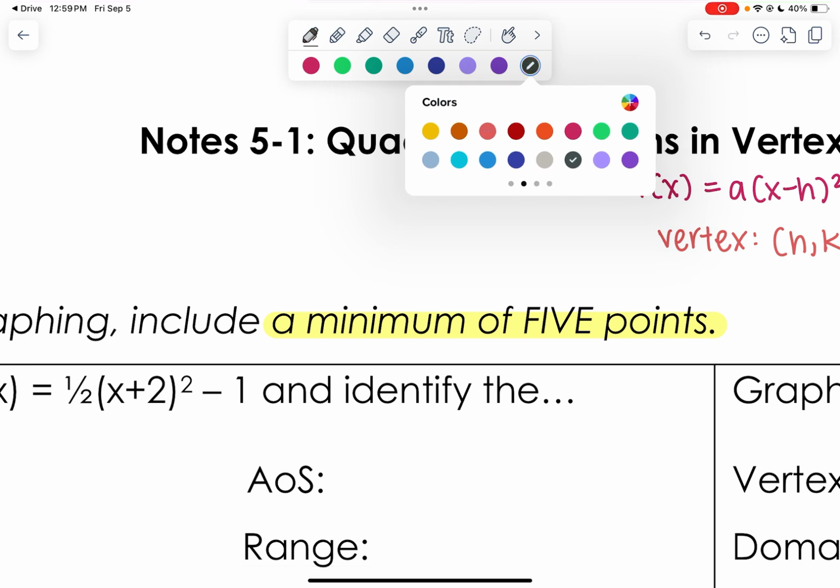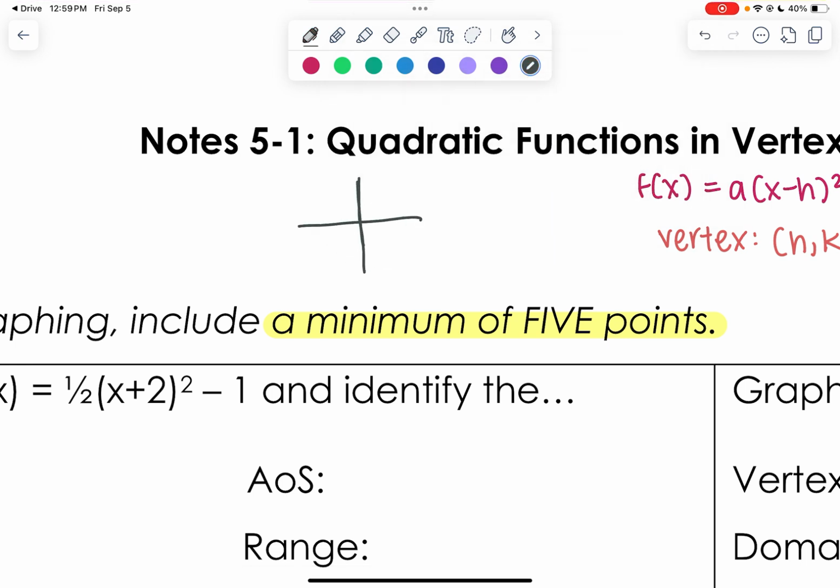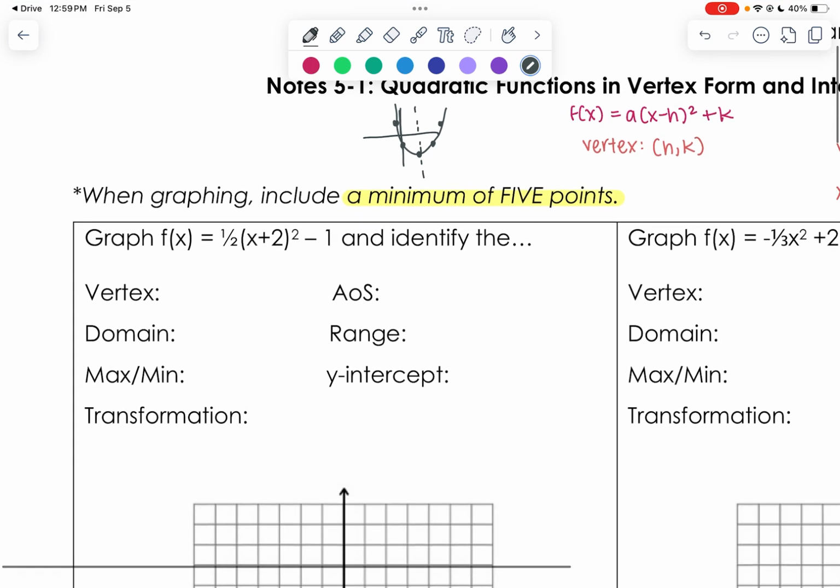And then you essentially are just going to take your vertex, right? And I'm just making up something. And then if that is your axis of symmetry, then you really just need to pick 2 points on the other side, and then you can just reflect them, and then there's going to be your 5 points, okay? So let's take a look here.